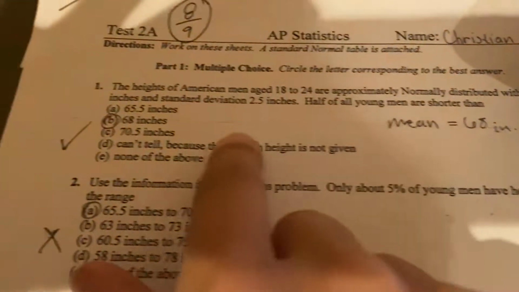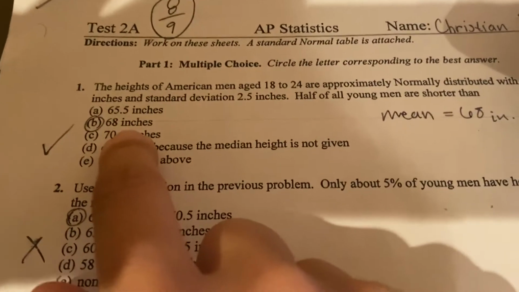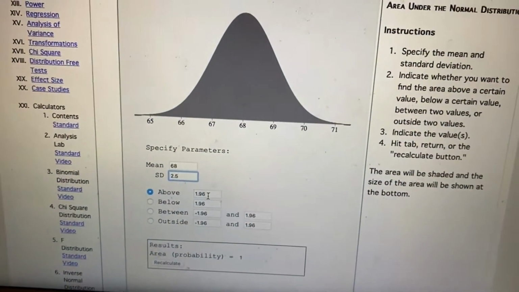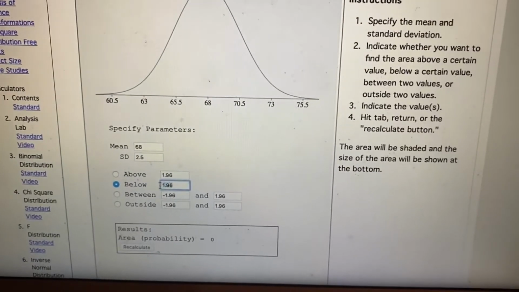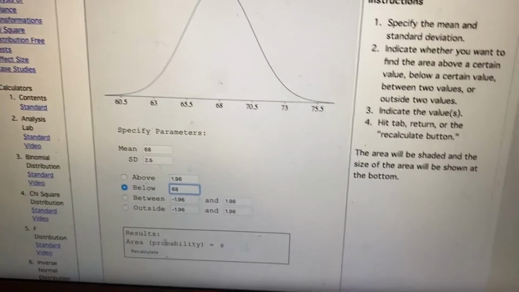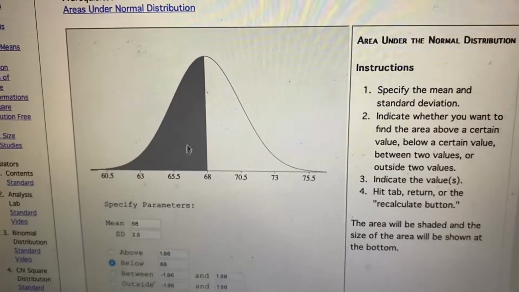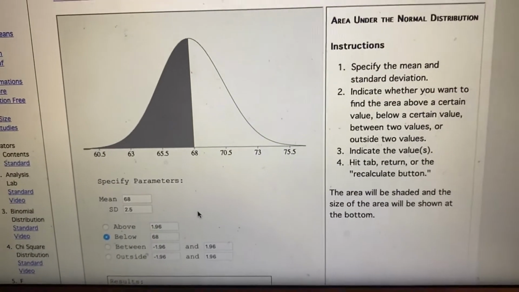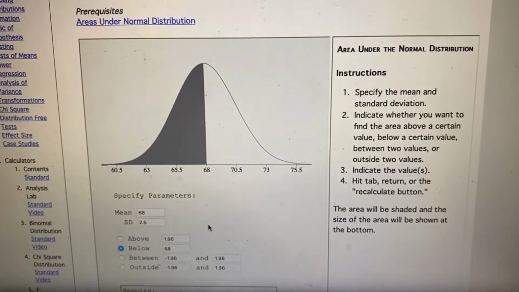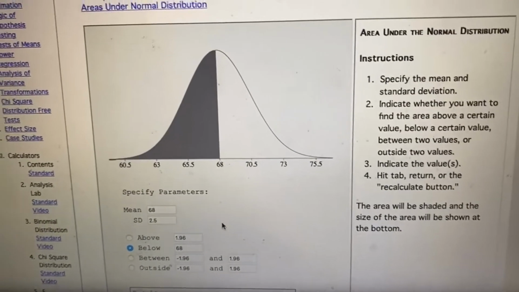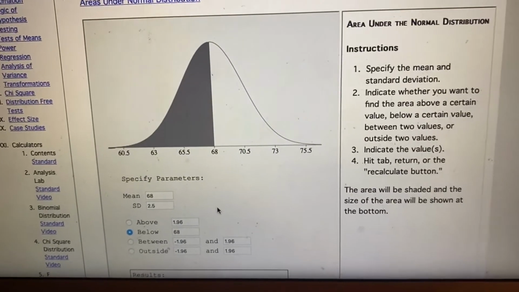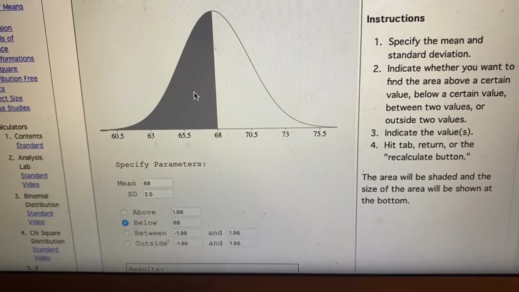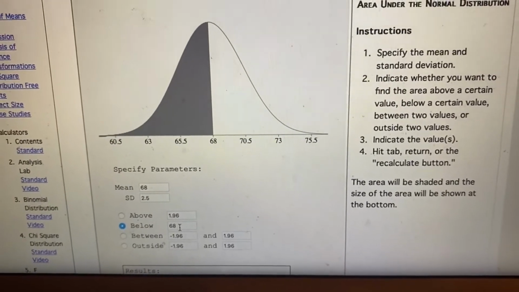Then it says, half of all the young men are shorter than what? So it looks like we picked 68 here. If I type in 68 here and I hit calculate, doesn't that make sense? Half are below 68 because 68 is the mean, just like I said in class. Half of my students are shorter than me, half are taller than me. So I don't need this calculator. Again, though, the calculator helps me color this and understand what each of these numbers means. All right, question number 2.